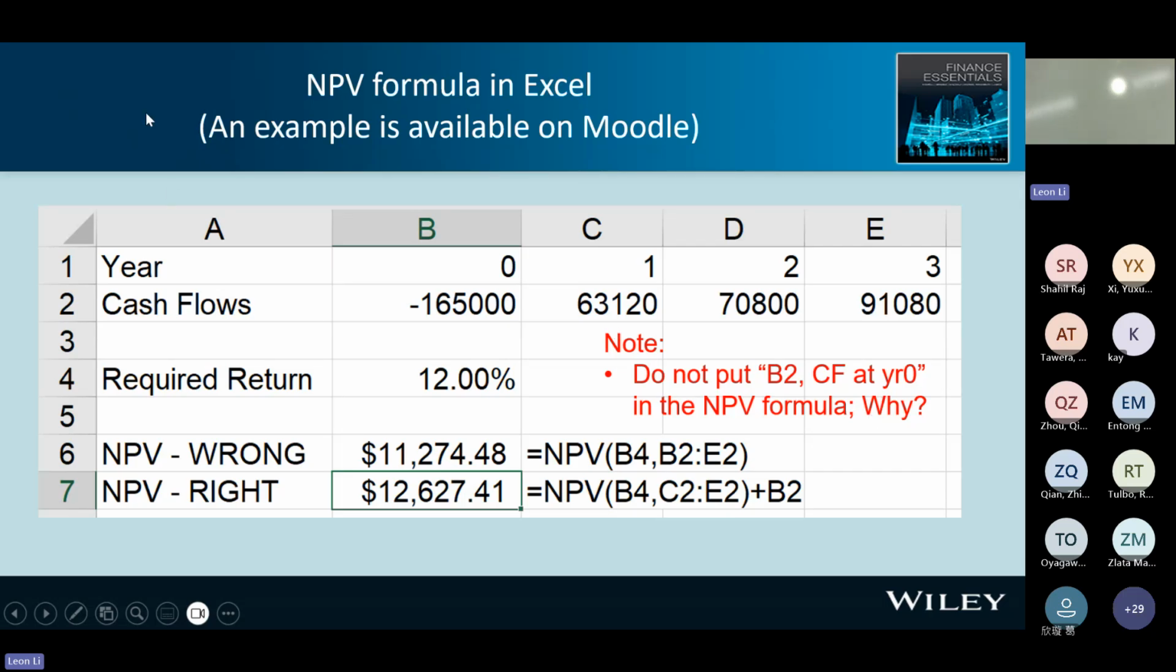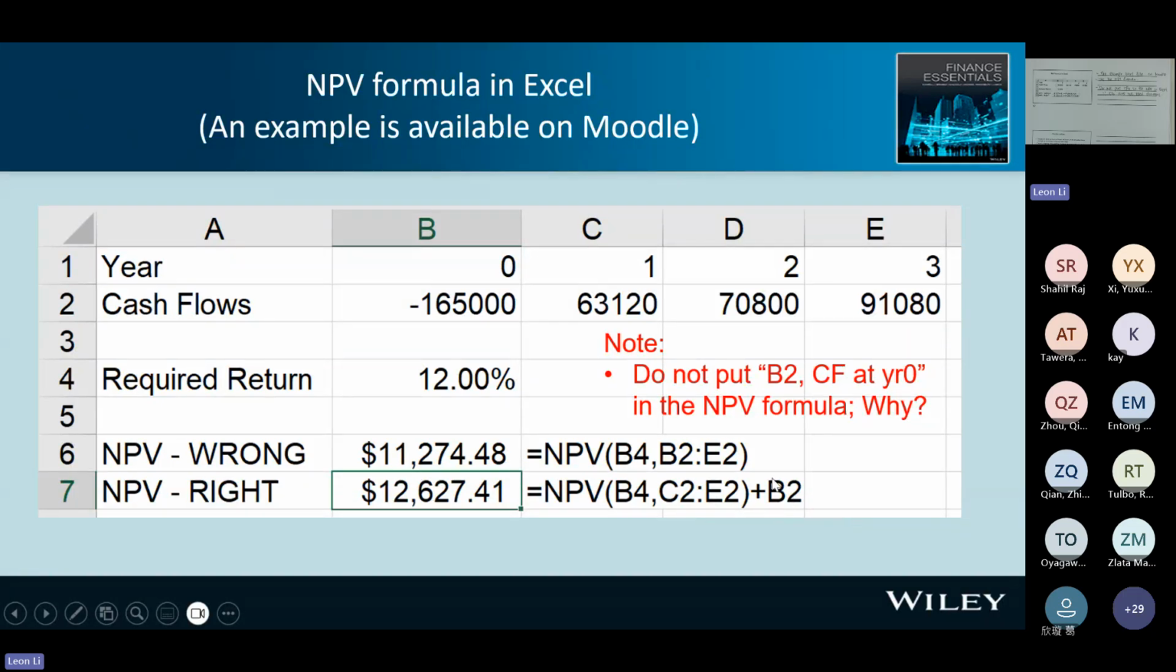The reason is easy to understand. So let me show you my handwritten note here. When you use the NPV formula in Excel, you don't put the CF0 in the NPV formula, because CF0 is cash flow today. It doesn't need discounting. It's the present value already. So don't put the B2 in your NPV formula. This is the key.